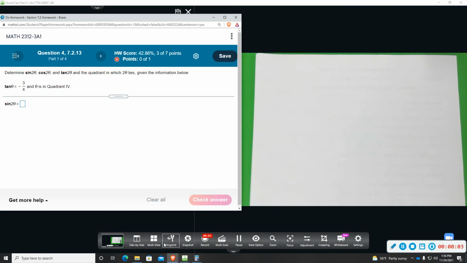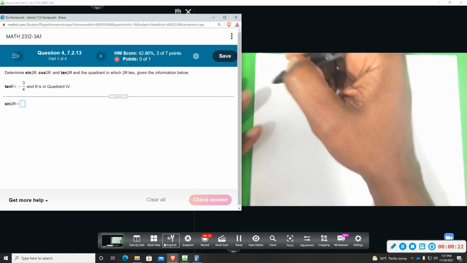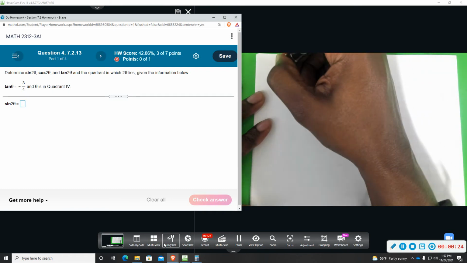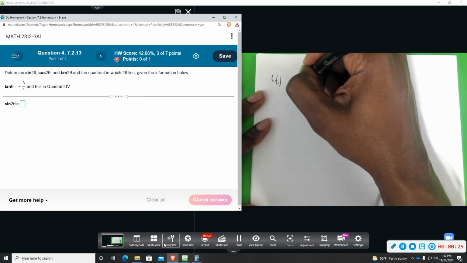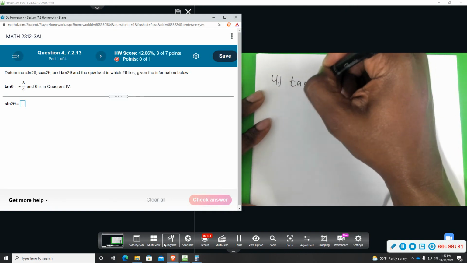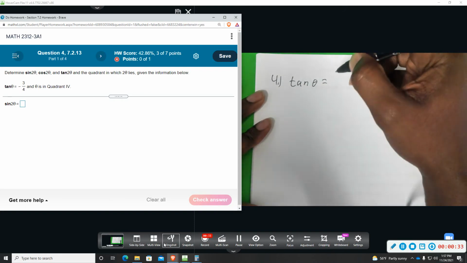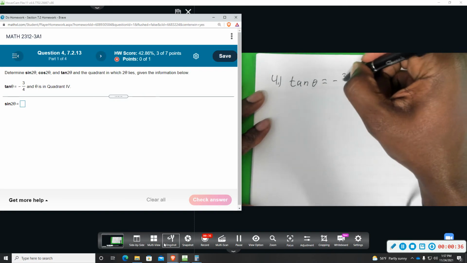Alright, number 4, we also want to find the exact values of sine 2 theta, cosine 2 theta, tan 2 theta, and find out which quadrant 2 theta lies in. So we're given that theta is in quadrant 4. We're given tan of theta is equal to negative 3 over 4.